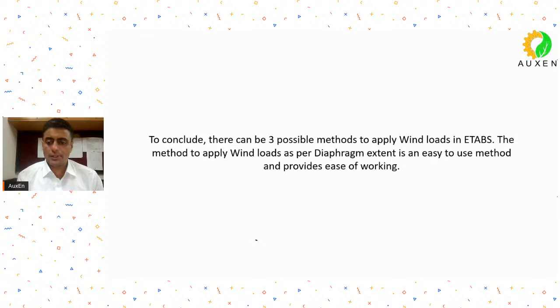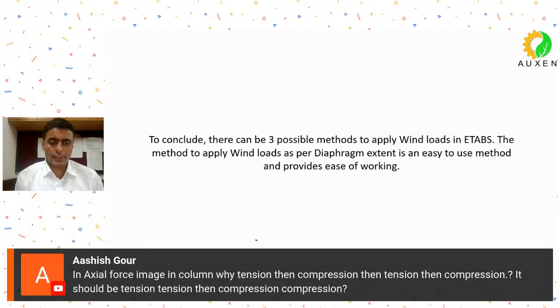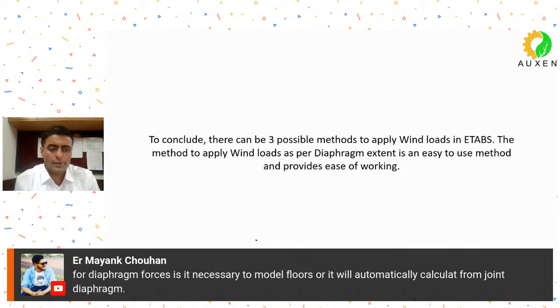Okay. Right. Before I move to the next segment, Ashish is asking, in the axial force image in the column, why tension then compression then tension then compression? It should be tension tension then compression compression. No, actually, for the internal columns you get this type of behavior. The tension compression switches for the internal columns. The value was numerically quite low, but yes, you get this type of behavior.